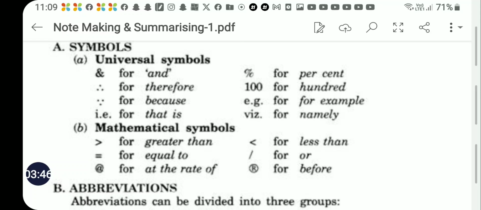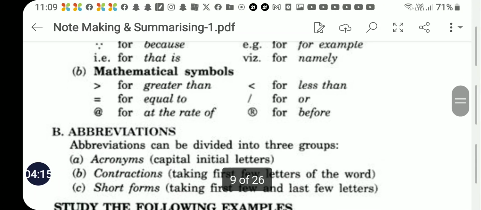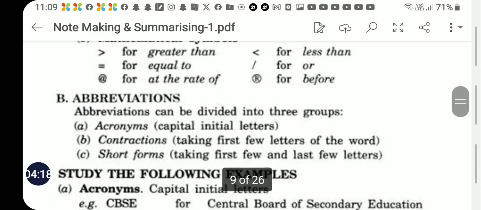So universal symbols, for instance: the symbol & is used for and, the symbol ∴ for therefore, ∵ for because, ∵ for that is, % for percentage, for example, and for namely. Then mathematical symbols for greater than, equal to, at the rate of, less than, or, and before. These are the symbols that are used. These are the mathematical symbols.